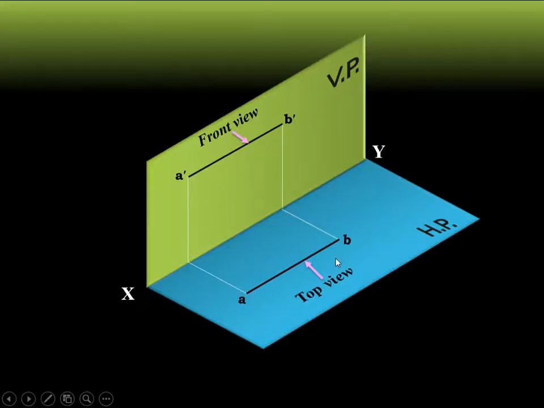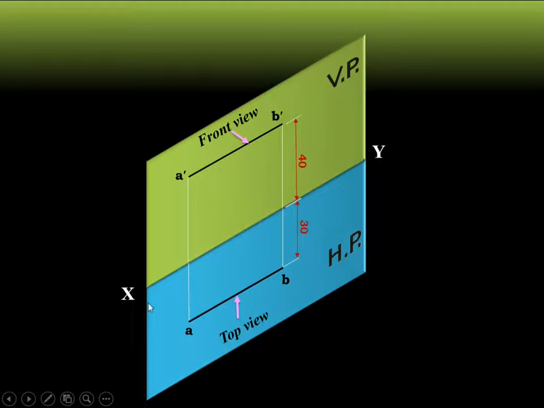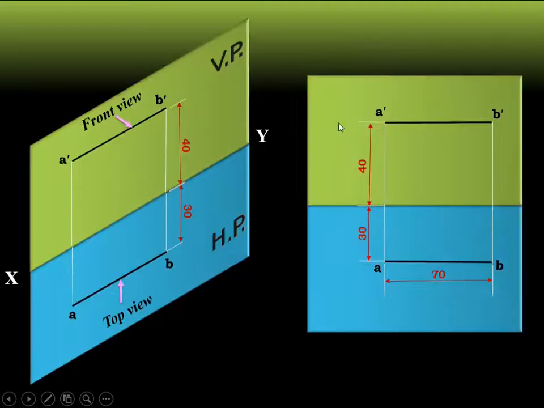After obtaining the top view on the horizontal plane, we need to rotate the horizontal plane along with the top view 90 degrees clockwise. Now we can see that the horizontal plane is opened out and occupies a position vertically below the vertical plane. And the top view line AB will occupy a new position below the XY line. From this diagram we can understand that the true length of the line is 70 mm and the above distance from the horizontal plane is 40 mm and the in front of distance from the vertical plane is 30 mm.